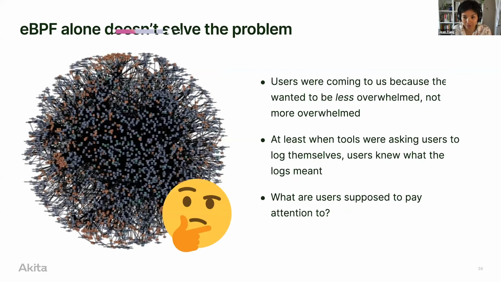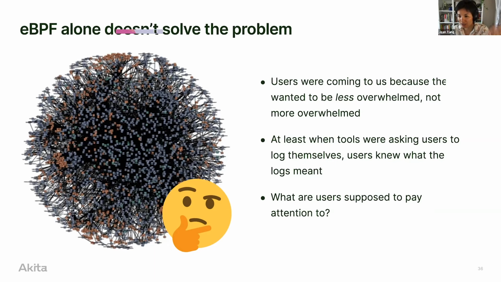And so what we found was first, we're like, cool, we figured it out, guys. We had these users, we did eBPF, here's everything. Here are your endpoints, here are some other stuff we found, you can read it all as logs, here's a graph. And then all of our users were like, what? We came to you because we wanted to be less overwhelmed, not more. At least when we were logging ourselves, we knew what our logs meant. Now we just have this whole big vomit. Guys, come on, we need to know what we're supposed to pay attention to.